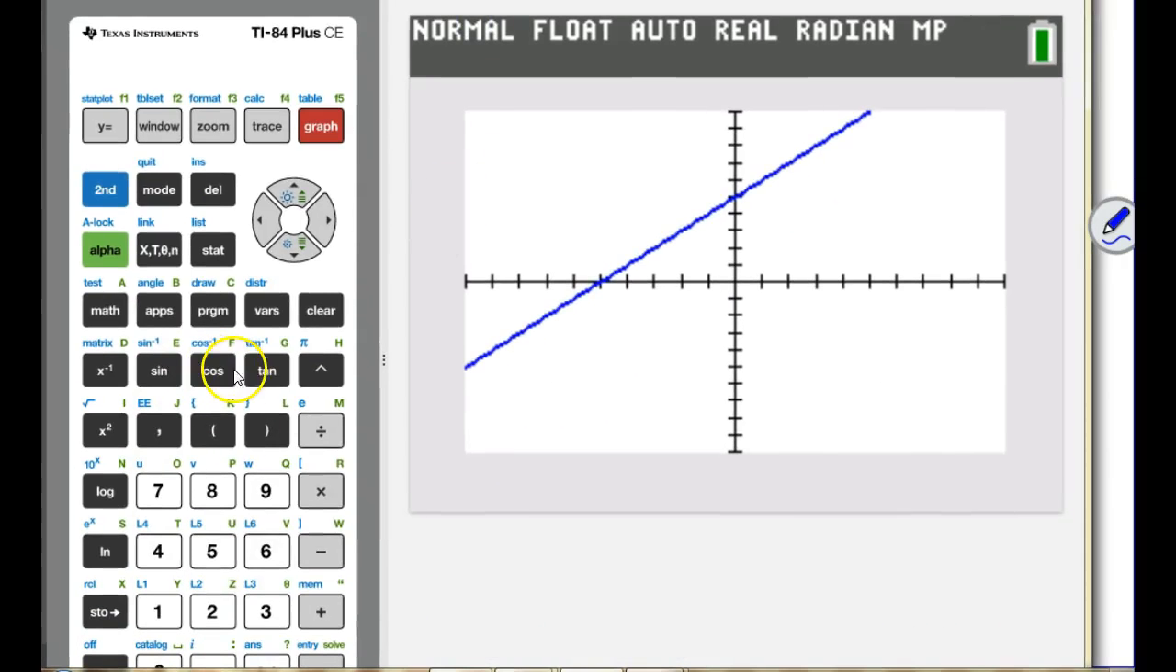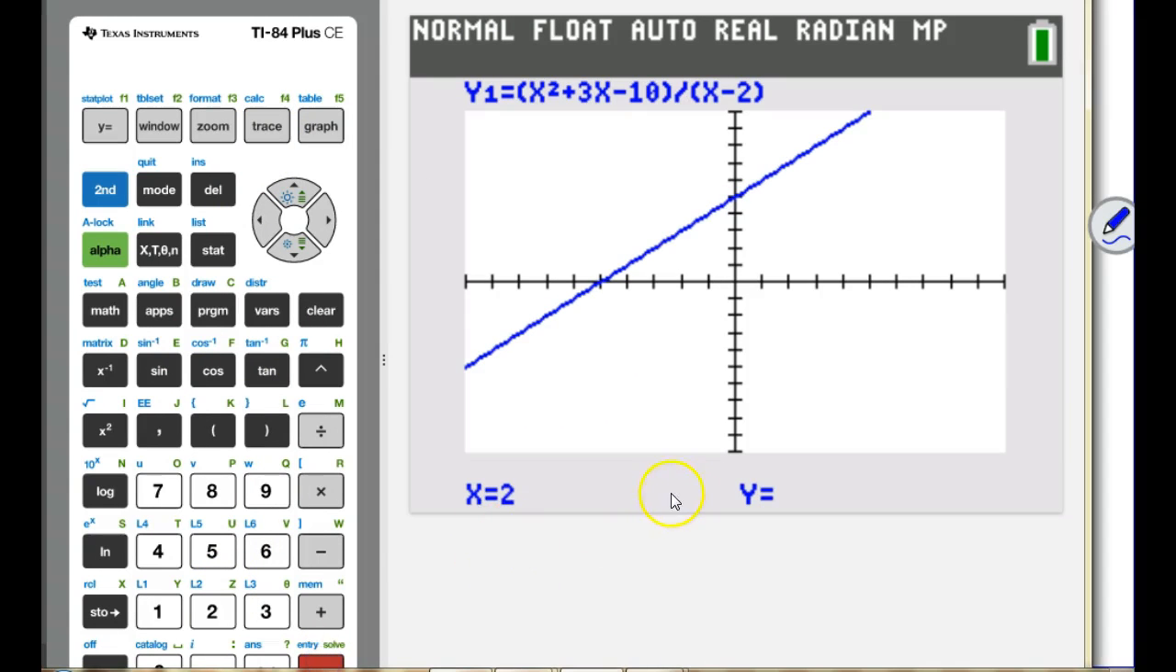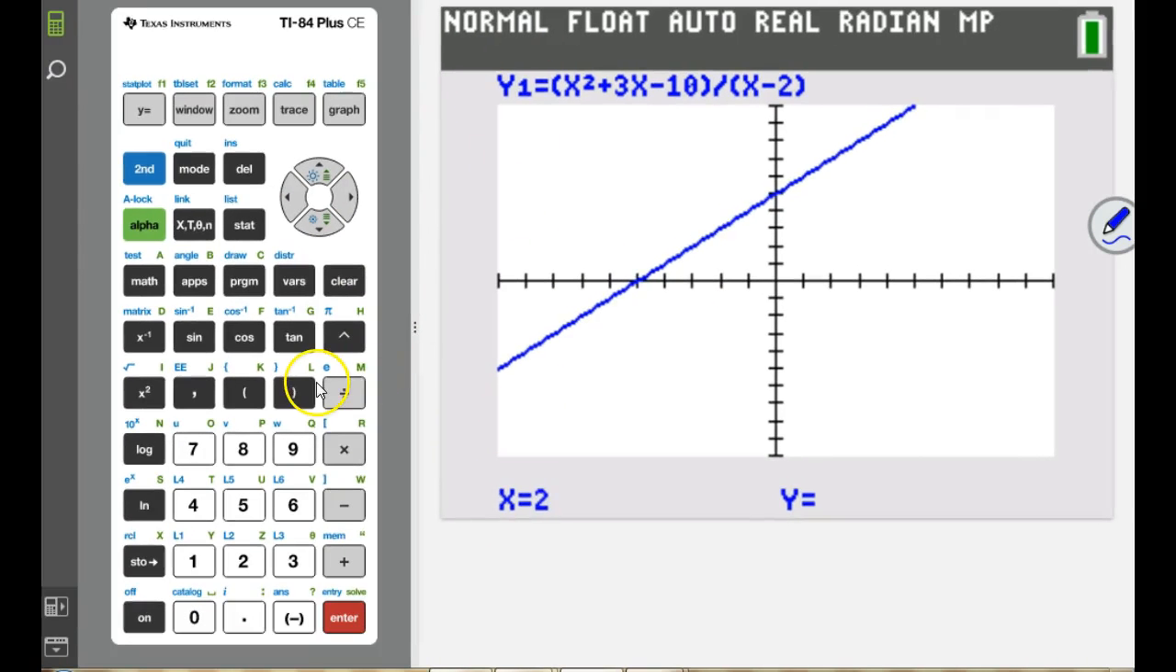It says, what is the limit at 2? Well, if I try trace 2, what happens? What's the y value? Nothing. There's actually a hole here, okay? Does that mean there can't be a limit? No. We have to see what's happening very close to there. So you could go ahead and type numbers here, or you could go to the table.